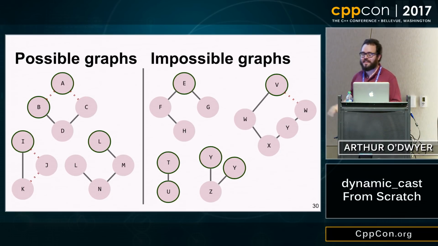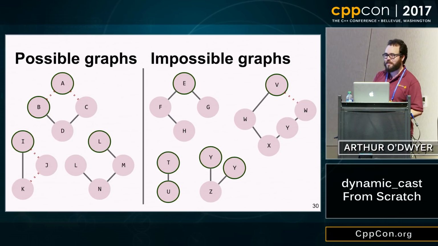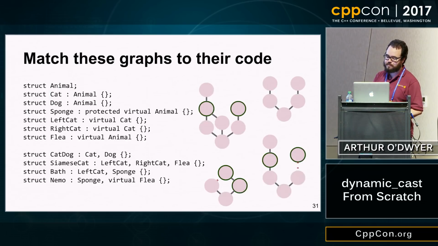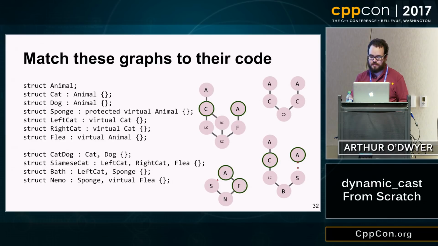Again, these are not graphs you have to avoid or anything. I'm just pointing out that by these conventions, these graphs make literally no sense. Those graphs are not possible to get from C++ programs. And we can match these graphs to their code. I'll leave that up for the video, and I'm just going to go on.